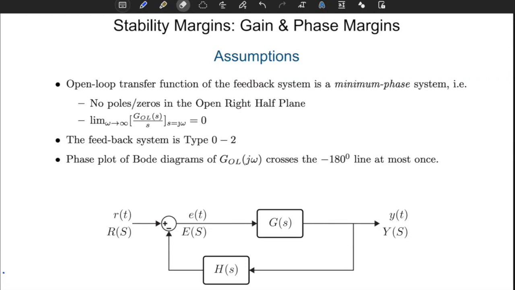Hello everyone. In this video, I will talk about stability margins, which are stability or robustness metrics that we use for analyzing the closed-loop stability of a feedback control system. We use gain and phase margins. There are also different kinds of metrics which are not used very much, so we will not cover them in this lecture. They're very useful for both analyzing systems and designing controllers.